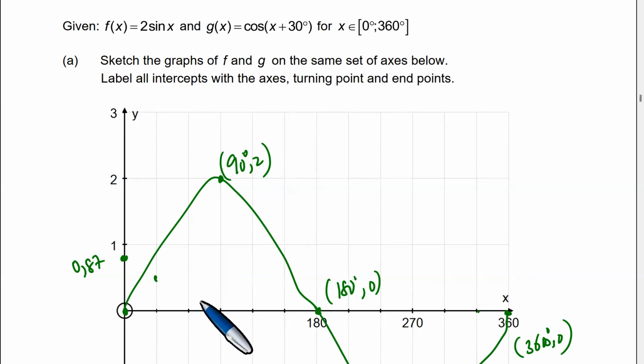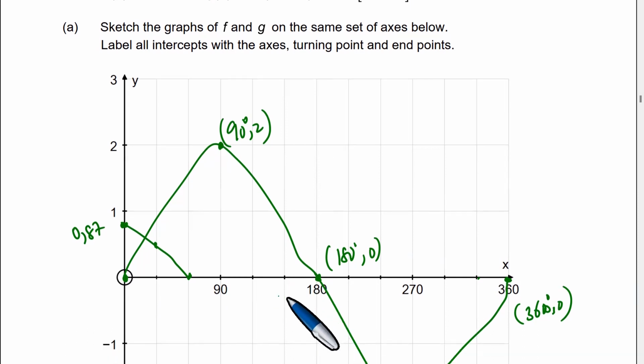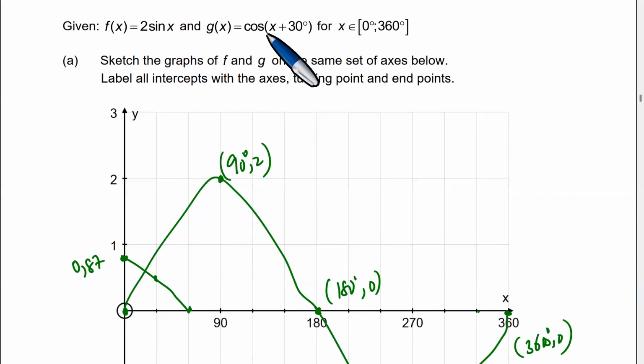At 60 degrees, it's going to be 0. Why is it 0 at 60 degrees? Because cosine of 60 plus 30 is cosine 90, and cosine 90 is 0. So that's the easiest thing to do. You can look at where it's going to have an intercept. Just mark all of them to make sure you're right.